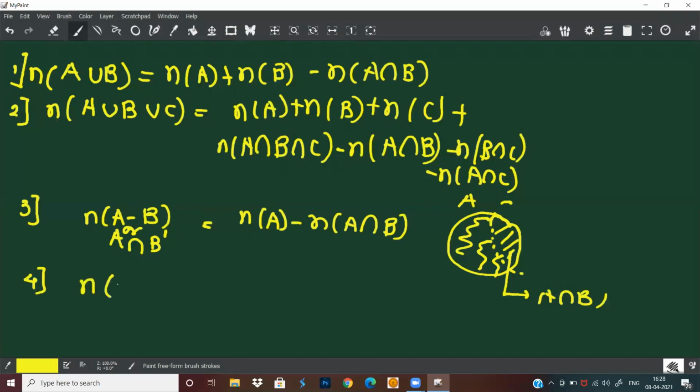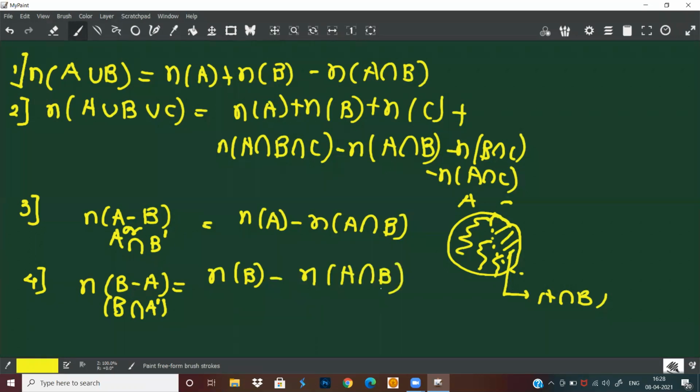Similarly, what will be N of B minus A? B minus A को हम लोग क्या लिखते हैं? B में है and A में नहीं है, मतलब A dash में है. तो B में से A intersection B का part निकाल दो. Correct?